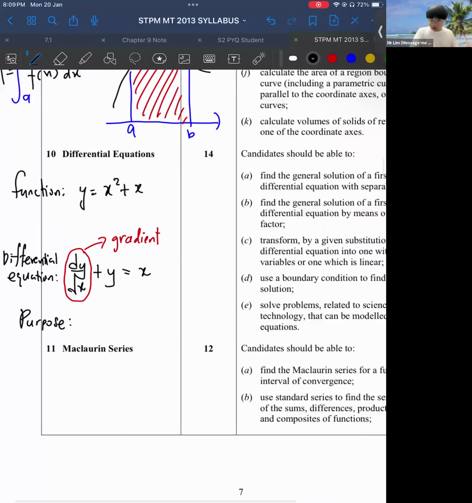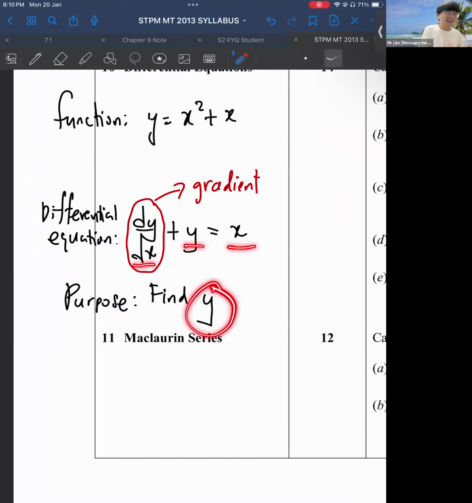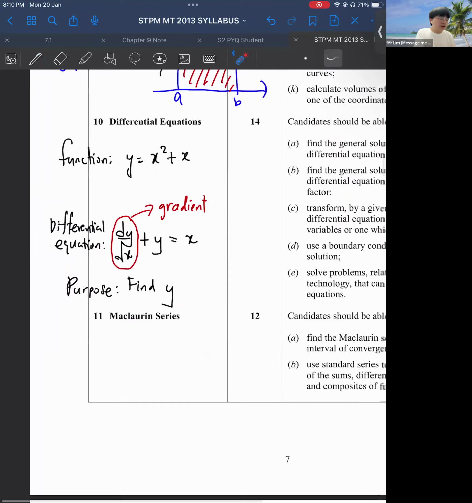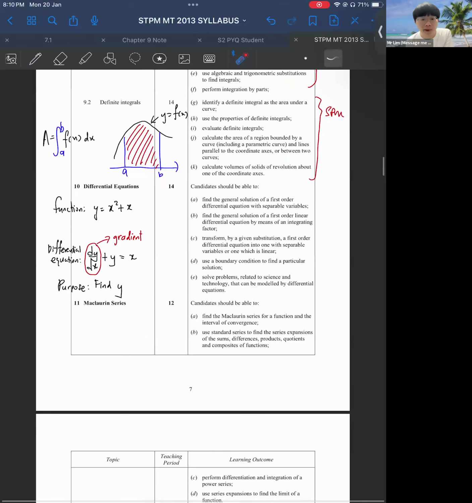The purpose of differential equations is that you need to find y. That's simple only. What is the function y that satisfies this equation? This is just a simple introduction. We will have two methods: separation of variables and linear variable. We will see later what they mean.